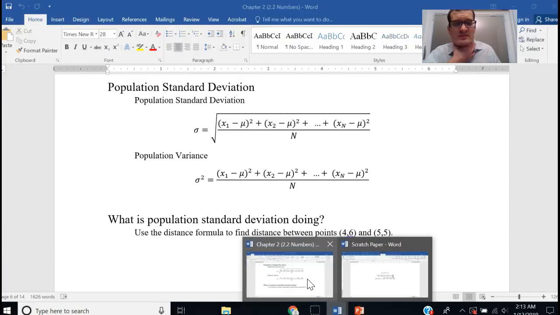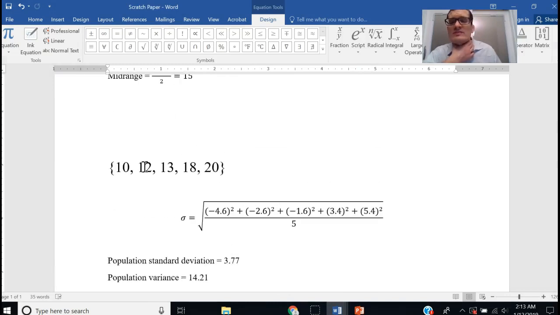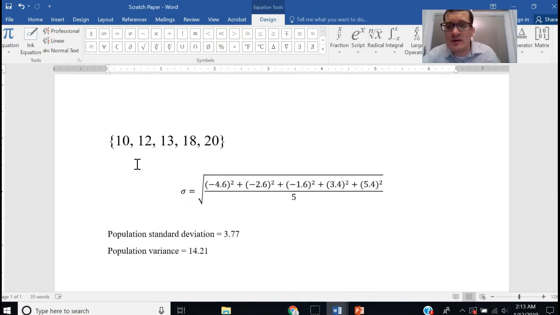Now let me just, again, numerically look at what the difference is. So we said if this set 10, 12, 13, 18, 20 were a population, we'd have to take all the differences, 10 minus 14.6 and then square it, 12 minus 14.6 and square it, add them all up, and then divide by 5. Well, if this set was a sample, we'd do the exact same thing on the top, but we would have had to divide by 4.